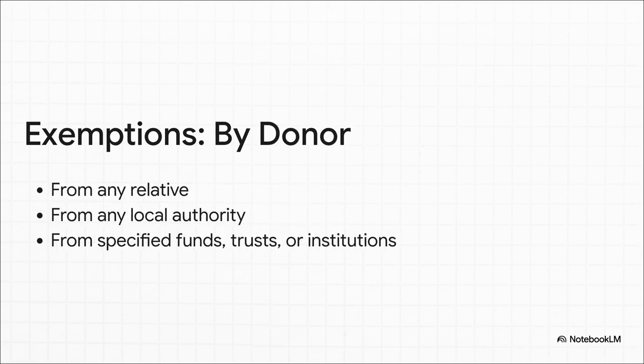Then we have exemptions based on who is giving you the gift. And this is the big one. Gifts from relatives are completely exempt from that 50,000 rupee rule, as are gifts from certain institutions. But that word relative, that's the absolute key here, because the tax definition is incredibly specific. And this is where the taxman's definition of family might be a little different from yours.